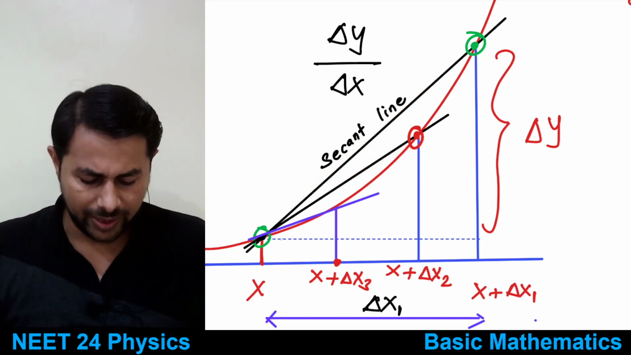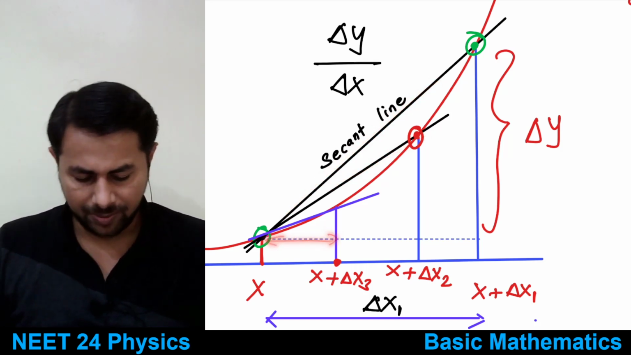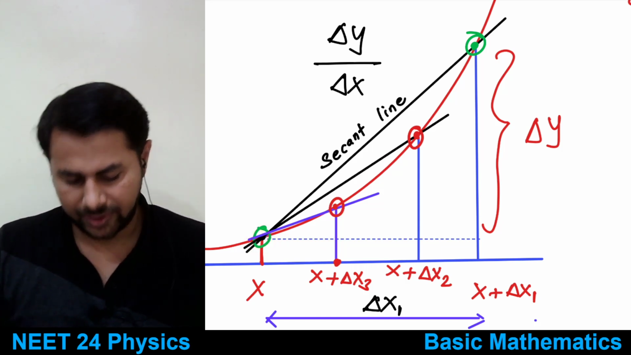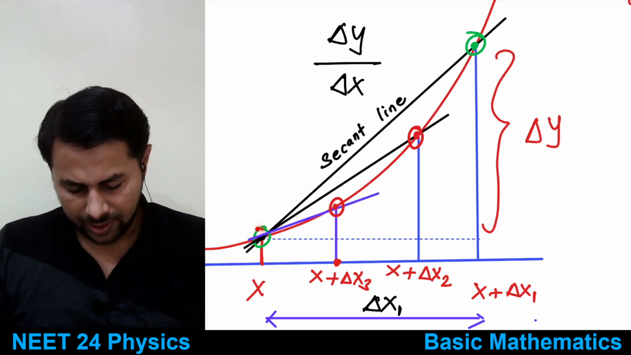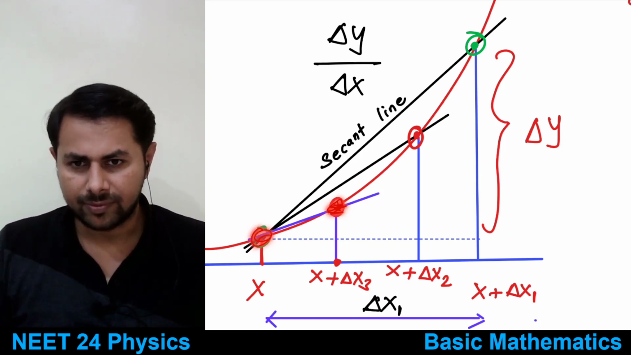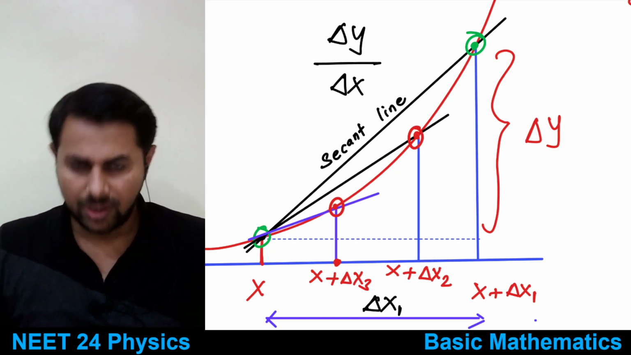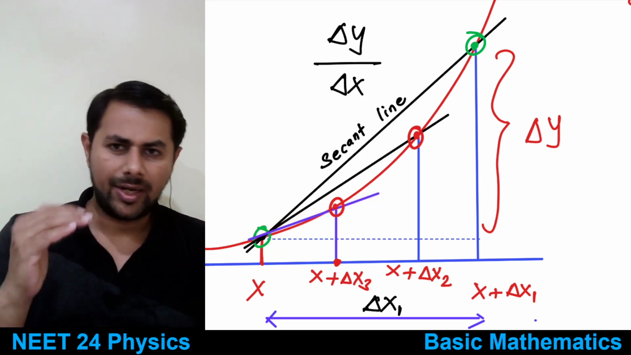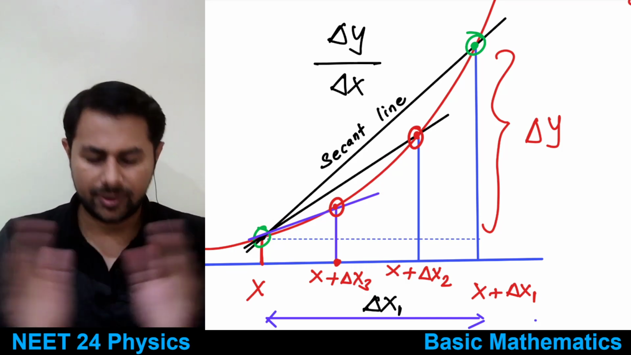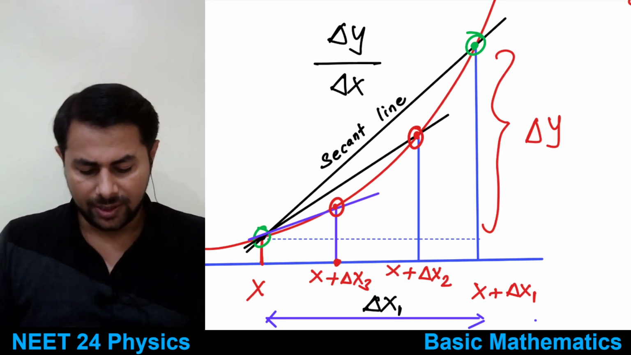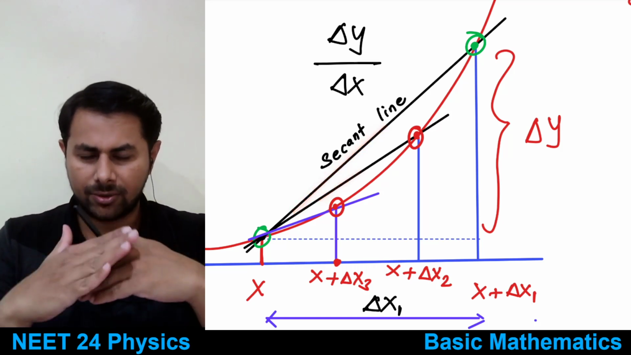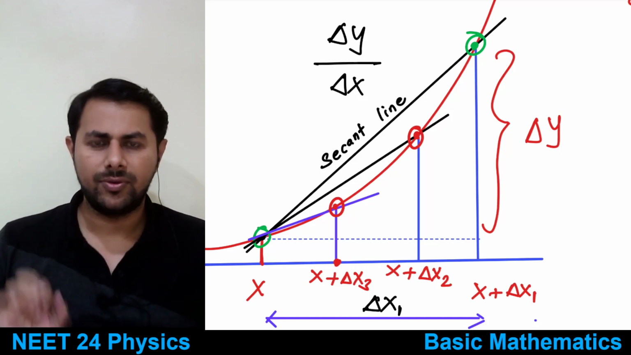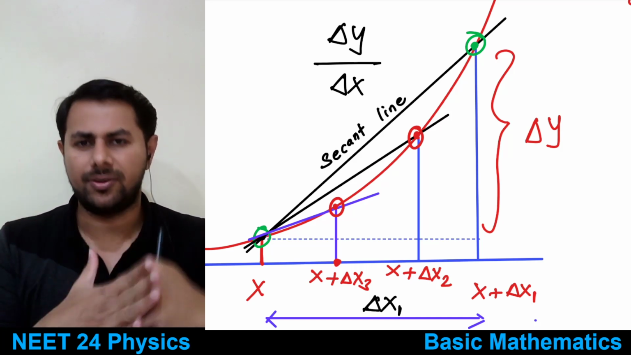Okay, if you take even smaller delta x, that means you are choosing this point and this point. Then what happens? You will get the slope of this line when you find delta y by delta x. So if you take smaller and smaller delta x, that secant line will approach closer and closer to the curve. One stage will come when the secant line just touches the curve.